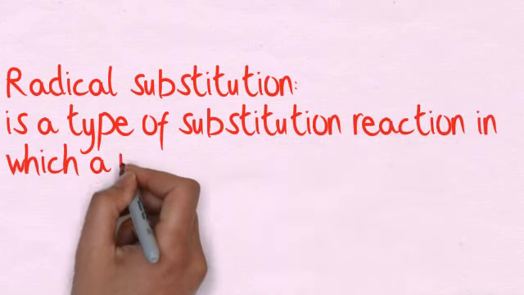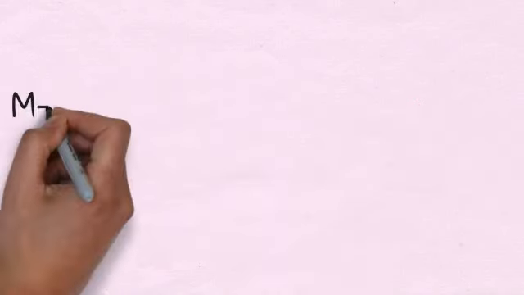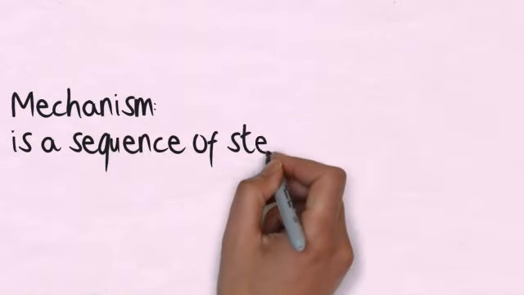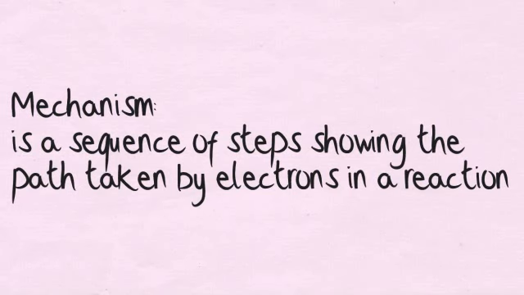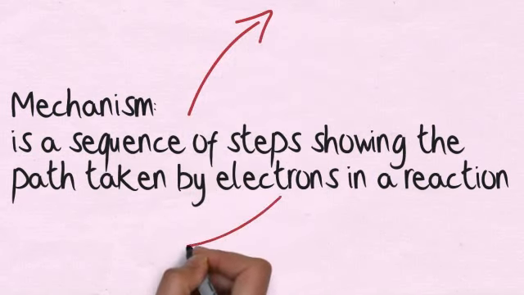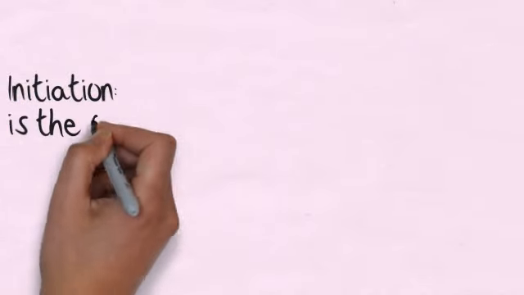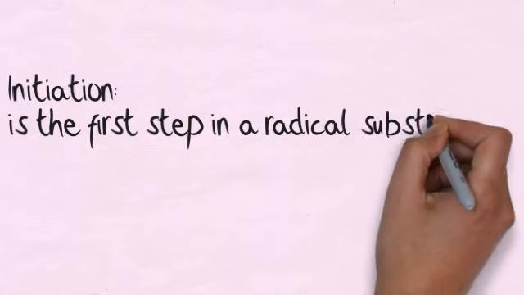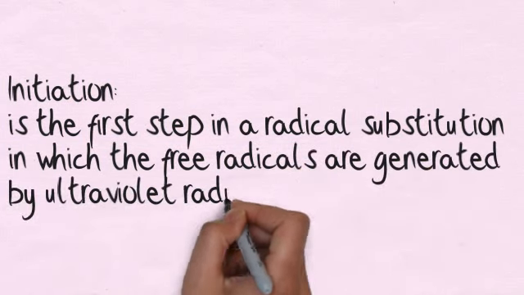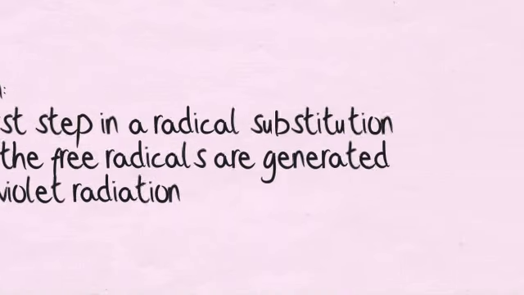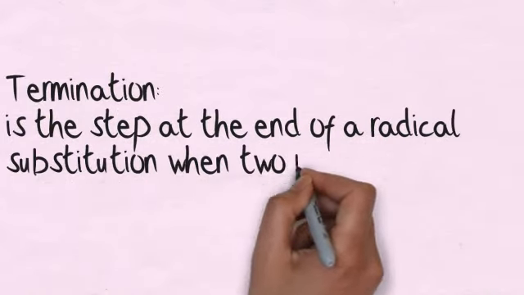Radical substitution. This is a type of substitution reaction in which a radical replaces a different atom or group of atoms. A mechanism is a sequence of steps showing the path taken by electrons in a reaction. Initiation. This is the first step in a radical substitution in which the free radicals are generated by ultraviolet radiation. Termination. This is the step at the end of a radical substitution when two radicals combine to form a molecule.